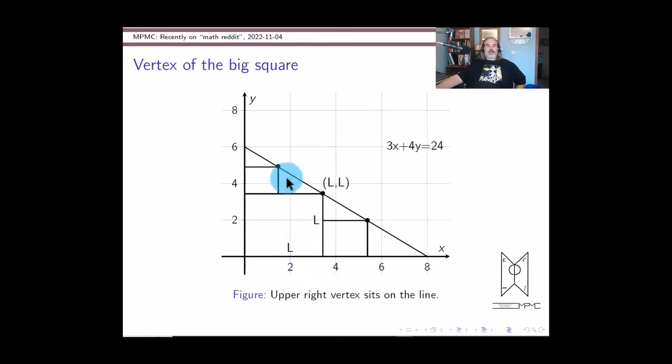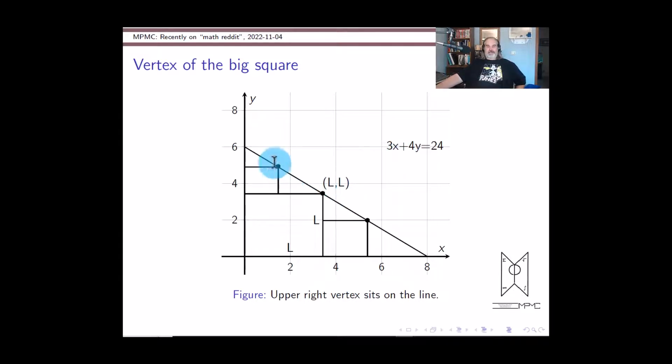So the big square, we're going to say it has a width of L. It also has a height of L. And so since the lower left corner is at the origin, the upper right vertex has coordinates L, L. And that's where the line comes into play. The equation of anything, a line, a parabola, a circle, it doesn't matter what it is, the equation tells you what all the points on that thing have in common.